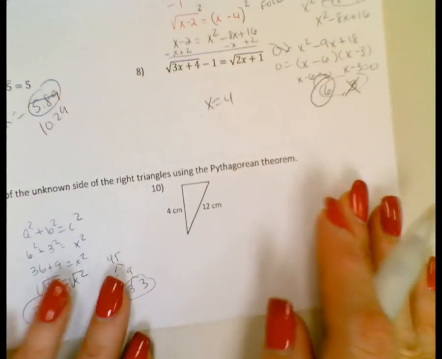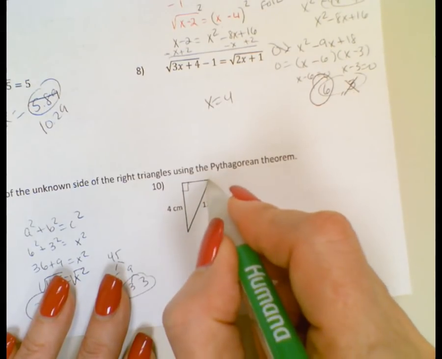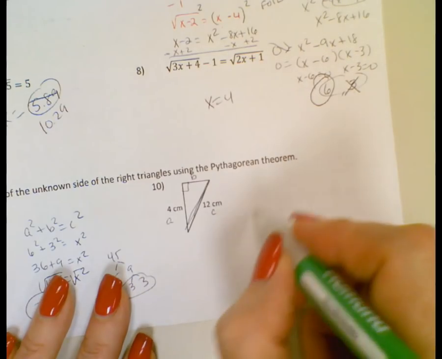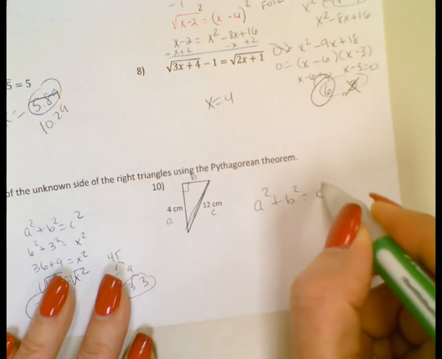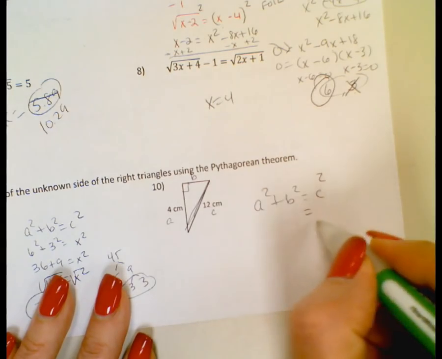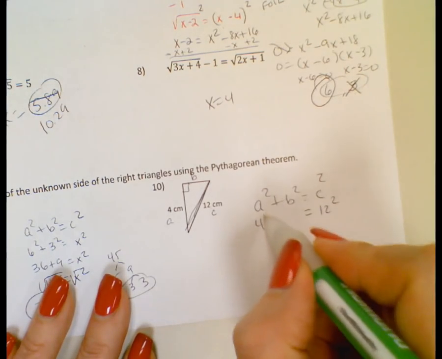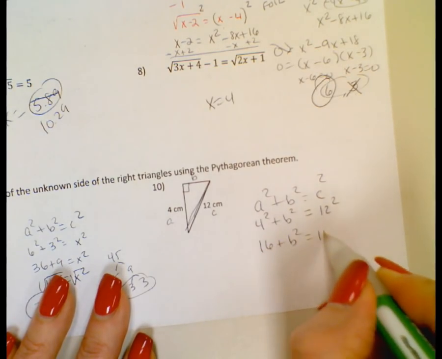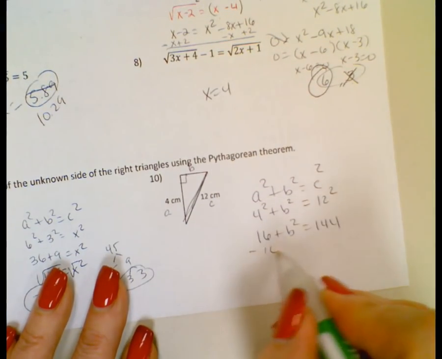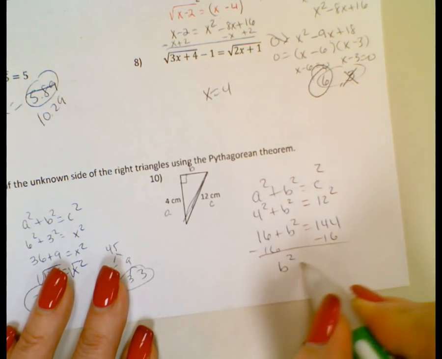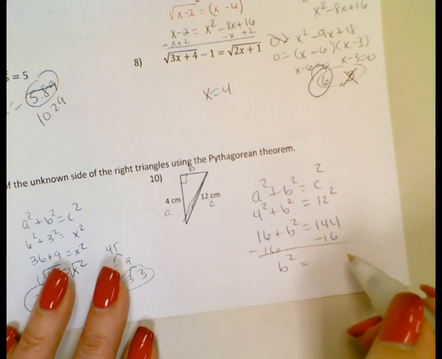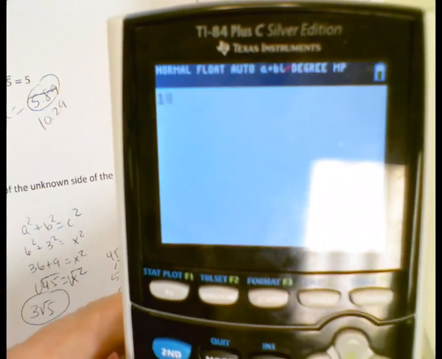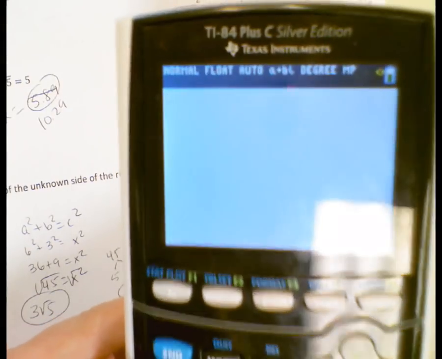And the number 10, they give you the hypotenuse. This is the hypotenuse. This is the diagonal. This is C. So we'll call this A and we'll find B. So here's your A squared plus B squared equals C squared. Make sure the hypotenuse, the diagonal, is always by itself. We have 4 squared plus B squared equals 12 squared. 16 plus B squared equals 144. Subtract 16, B squared equals 144 minus 16. What is 144 minus 16? 128.